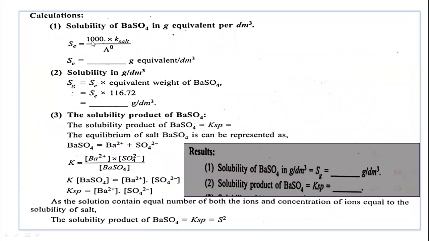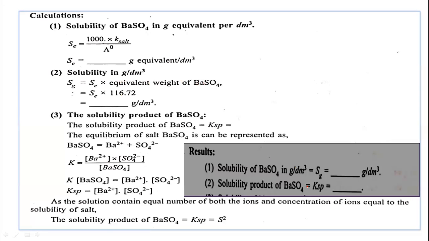So this is the calculation part given here. The solubility of barium sulfate in gram equivalent per decimeter cube is obtained using this formula. For gram per decimeter cube, the equivalent weight of barium sulfate should be multiplied here. In this way, we can determine the solubility of barium sulfate, and that is our aim, to determine the solubility of barium sulfate.